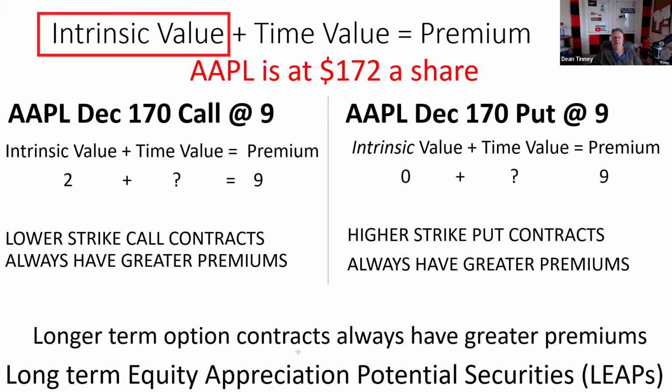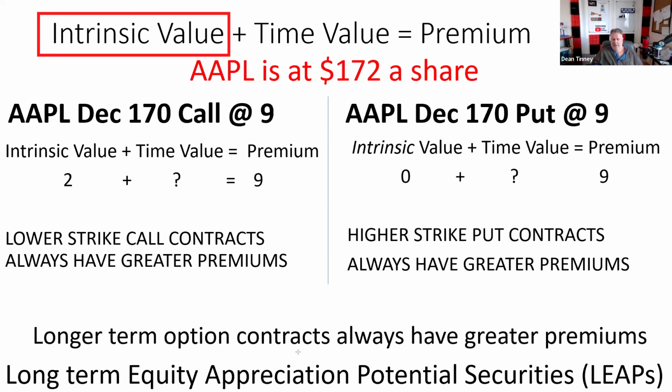Now, one thing we should understand here is that if you want me to be obliged for a longer time frame, I'm going to want more money. Longer term option contracts always have greater premiums. So here, if we're looking at an Apple 170 call at 9, you say, Dean, give me a quote on an Apple December 170 call. I punch it up on my quote screen. I say right now, the Apple December 170 call is trading at 9. Apple's at 172. So as your broker, I say, Philip, you're paying 2 points in intrinsic value and 7 points in time value.